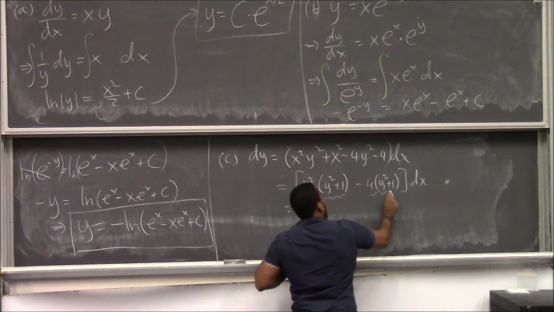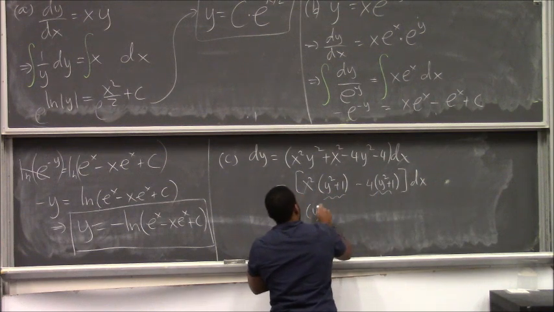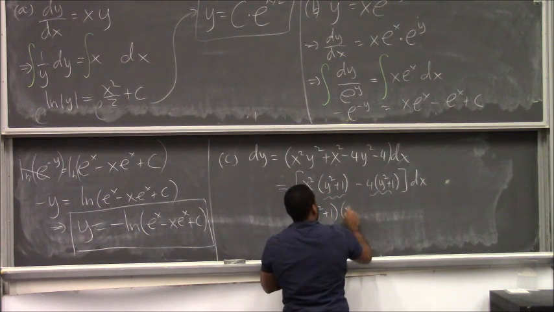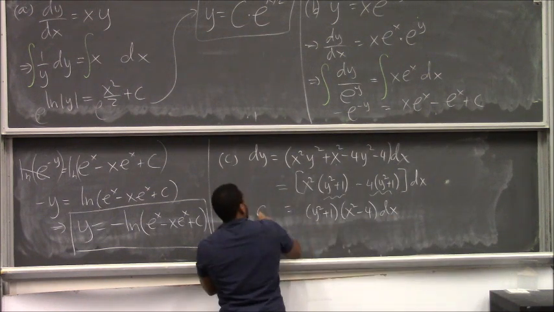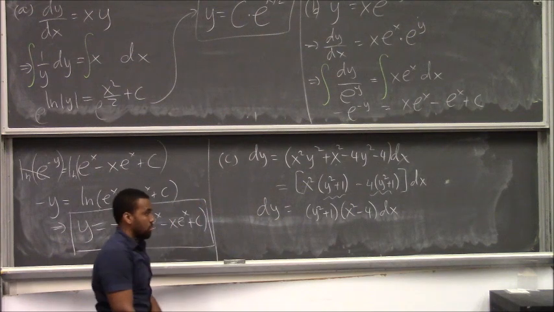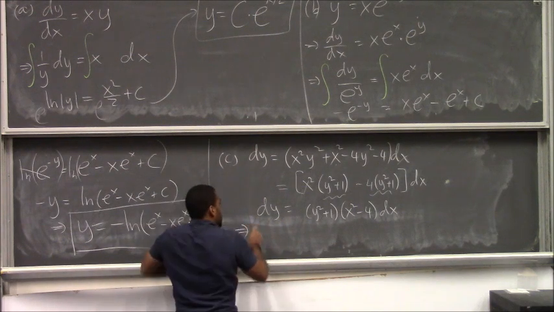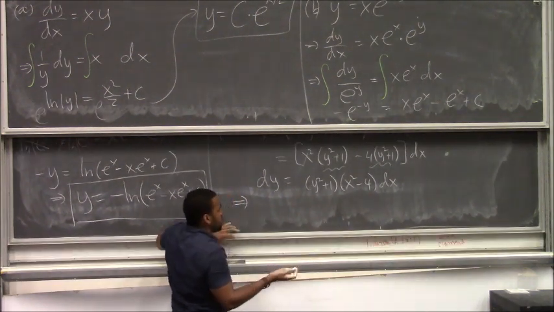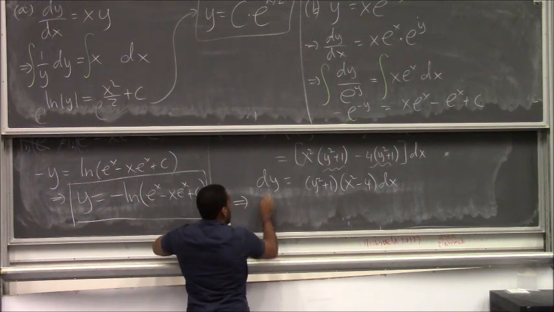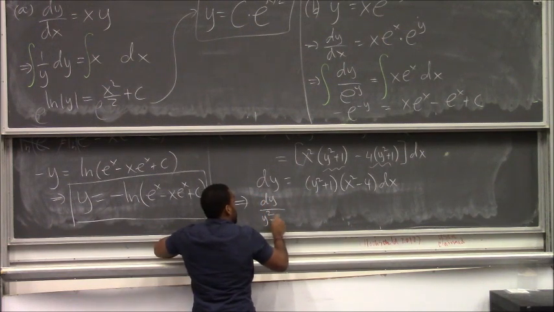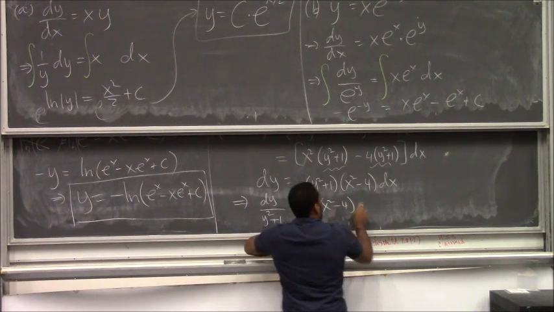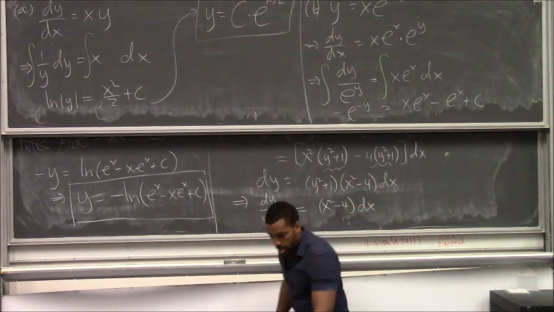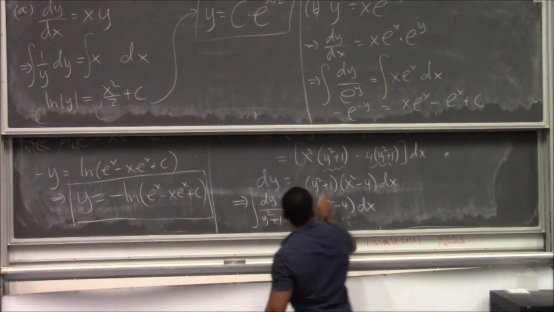Now, y squared plus 1 is a common term. I can factor that out. I would have y squared plus 1 times x squared minus 4. So I end up with that. Ultimately, you divide both sides by y squared plus 1. We don't have to worry about its value because that's never 0. And now we integrate both sides.